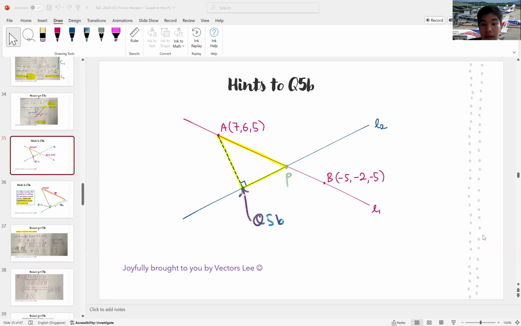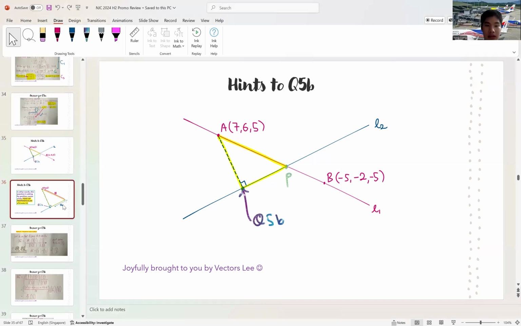So we have drawn the diagram very well, and you are able to recognize that in this question, the question is actually asking for the foot of perpendicular of A onto L2. So this is actually a foot of perpendicular question. Something that you can learn from here is that when you're in doubt, you have to draw a diagram, and after drawing a diagram, you notice that the point that lies on the line that is closest to the point A is the foot of perpendicular.